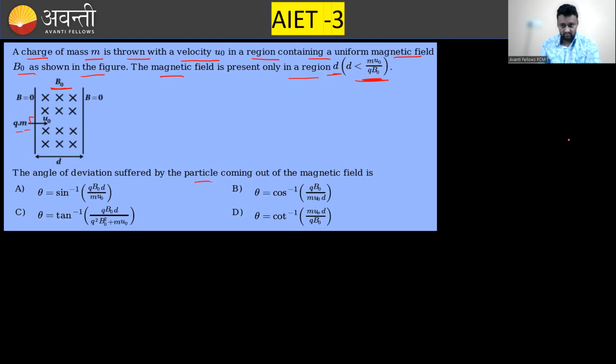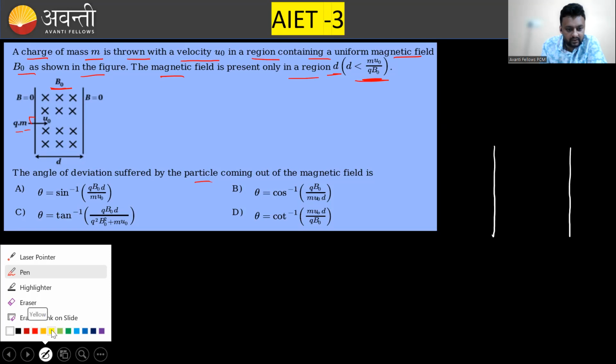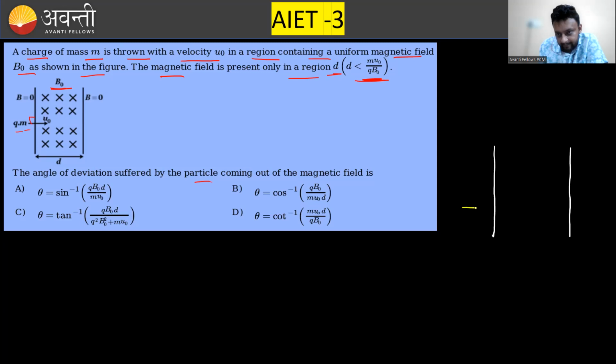First of all, we will redraw the diagram. Let's suppose this is the region in which the magnetic field is present. A charge is entering like this with some velocity. You can see velocity is u naught, charge is q, mass is m. As this charge enters, the magnetic field is into the plane, given as B naught. Now let's see what the path of the particle will be. Suppose the point where it enters is A.